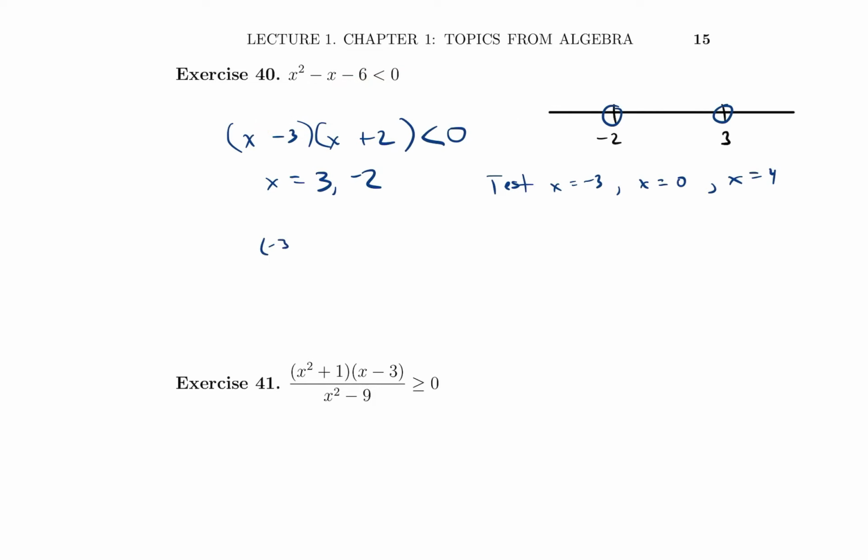So if I do, I should get negative 3 minus 3 times negative 3 plus 2. Is that less than 0? Question mark. It's negative 6 times negative 1.